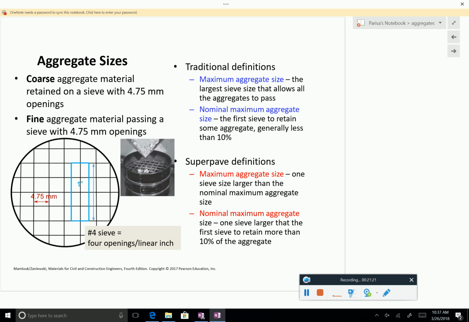The definition of coarse and fine in this class is really just looking at sieve number 4, which means you have 4 openings per 1 inch. That's the number. The size is 4.75 millimeter, which is 1/4 of an inch. What else?